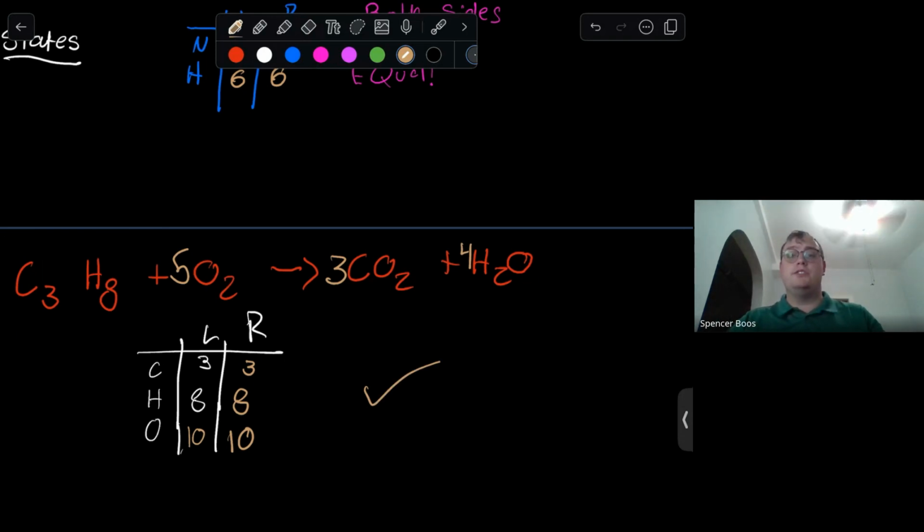If you are ever stuck in balancing an equation, try doubling your most complex thing. Now, what do I mean by that? If you're ever stuck, sometimes it helps to double the most complex thing, which in this case would be this.